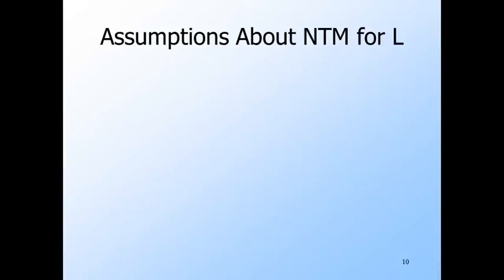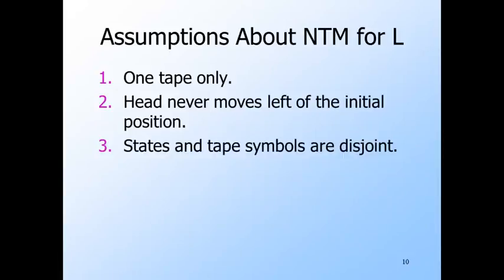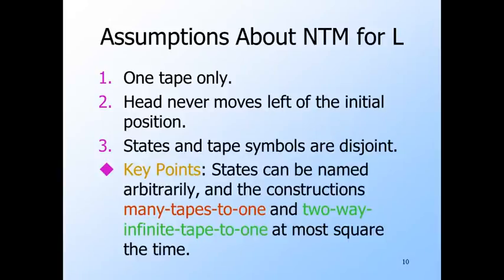The restrictions we make are the following. First, that the non-deterministic machine has only one tape, and that the head never moves left of its initial position. We'll assume the states are never also tape symbols, so we can tell which symbol in an ID is the state.